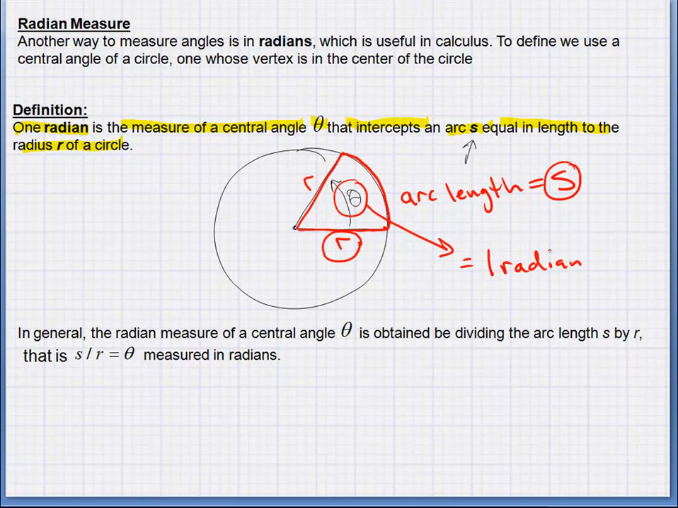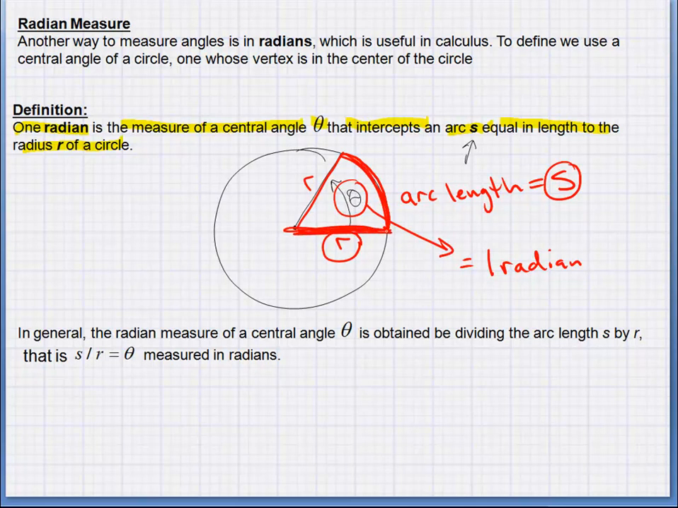Now you might say, well, that means for different circles, 1 radian would be different. If I have a bigger circle, so I have a bigger radius, it should take longer to sweep around that distance. Well, no, actually, all circles are proportionate to one another. So whether I have a little circle or a big circle, this distance here is proportionate to this distance here.